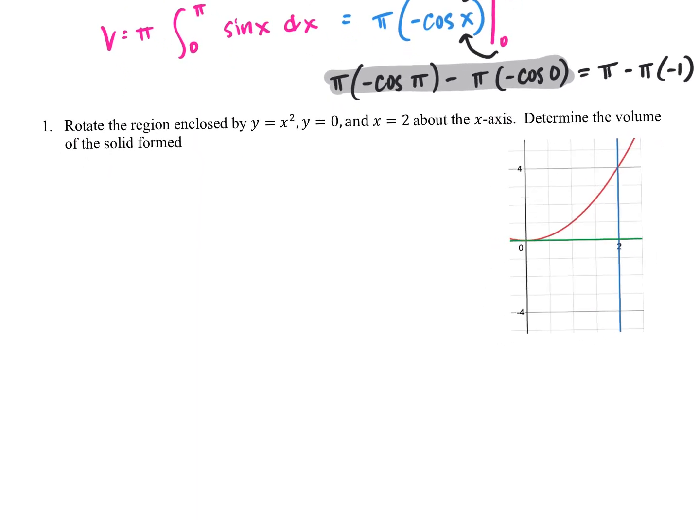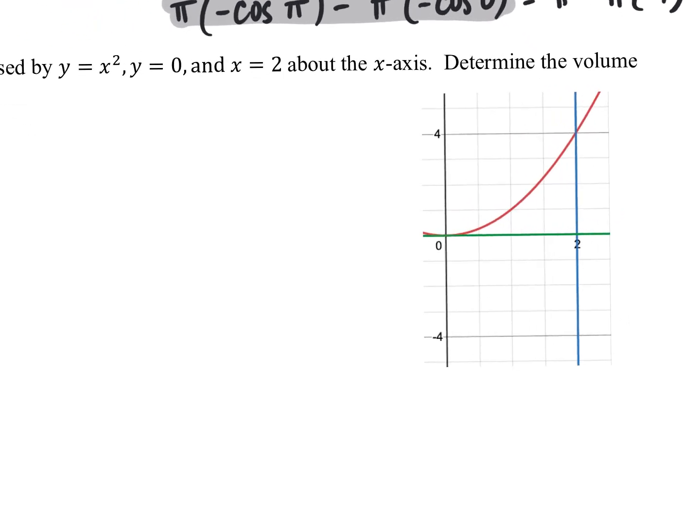So it says rotate the region enclosed by, do you agree, x squared? This is x squared. I just cut it off for you. There's x squared. Y equals 0 is green. X is 2 is blue. Rotate that about the x-axis. I've got a picture of this.